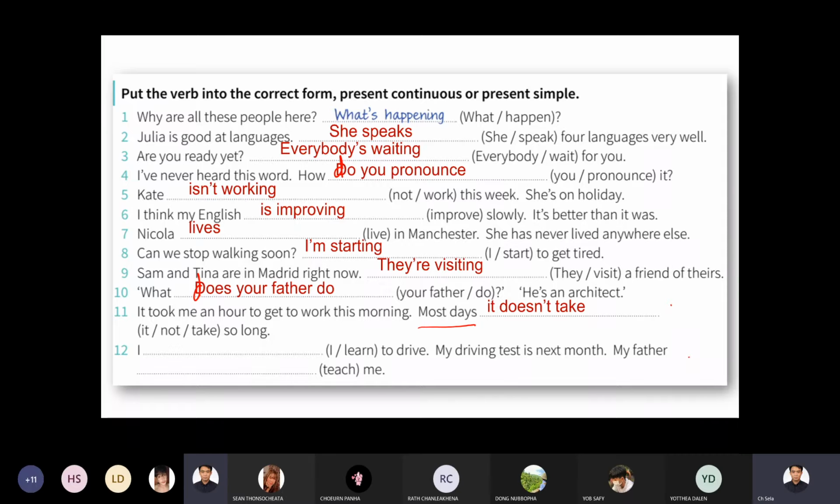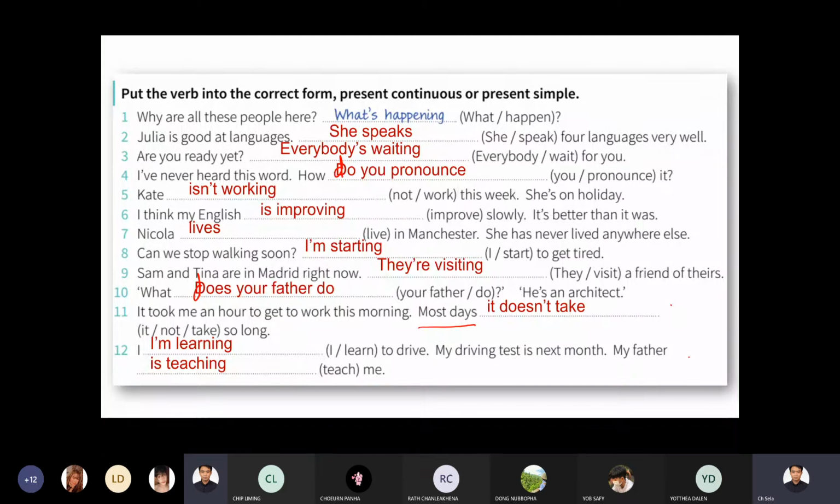Okay, number 12, Liming. I'm learning to drive. My driving test is next month. My father is teaching me. Okay, why do you use present continuous with this? Because this is still happening. It's just happening. It's not happened for a long time, right? Yes, it's not done yet. Okay, you are right. Thank you very much.